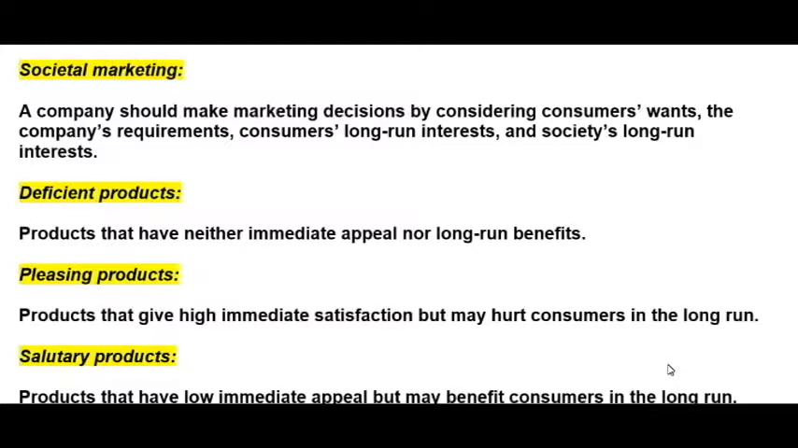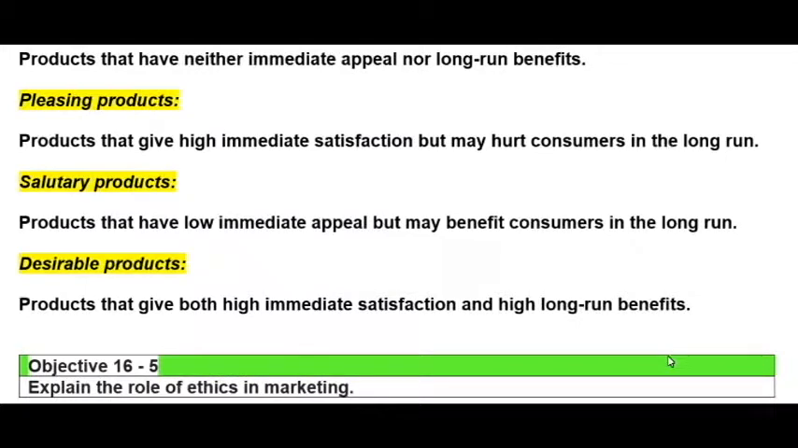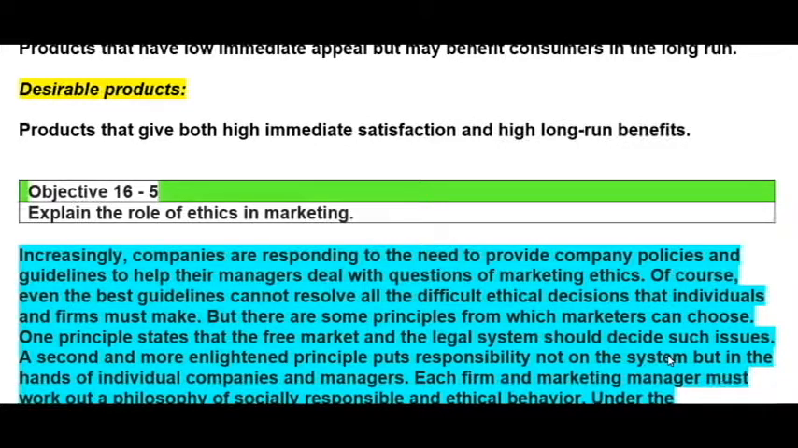Societal marketing. A company should make marketing decisions by considering consumers' wants, the company's requirements, consumers' long-run interests, and society's long-run interests. Deficient products. Products that have neither immediate appeal nor long-run benefits. Pleasing products. Products that give high immediate satisfaction but may hurt consumers in the long run. Salutary products. Products that have low immediate appeal but may benefit consumers in the long run. Desirable products. Products that give both high immediate satisfaction and high long-run benefits.